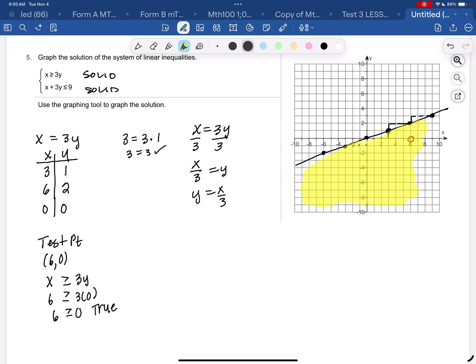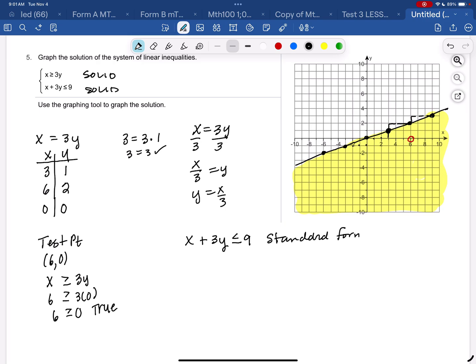Okay. Now, MyMathLab, again, don't shade in MyMathLab till you've decided which region it is that you need to shade. Looking at the next one, this line, x plus 3y is less than or equal to 9, is in standard form. That means it's very easy to find the intercepts. So I will make a table here and put a 0 for the y and a 0 for the x.